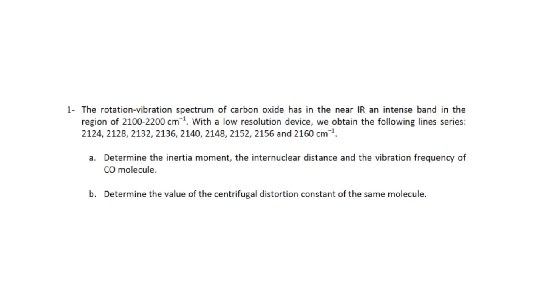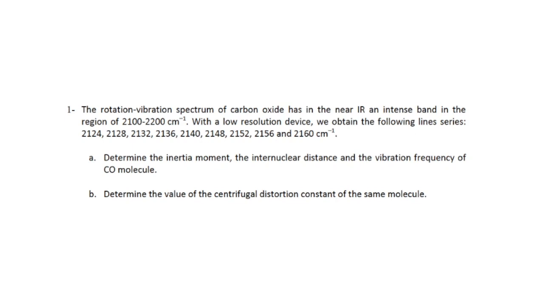Now the first question in this exercise: determine the moment of inertia, the internuclear distance, and the vibration frequency of the CO molecule. And then we need to determine the value of the centrifugal distortion constant of the same molecule. So how are we going to think about the problem? As I said in the course, when we have experimental data, we can derive values from the spacings and the expressions of each spectral line.